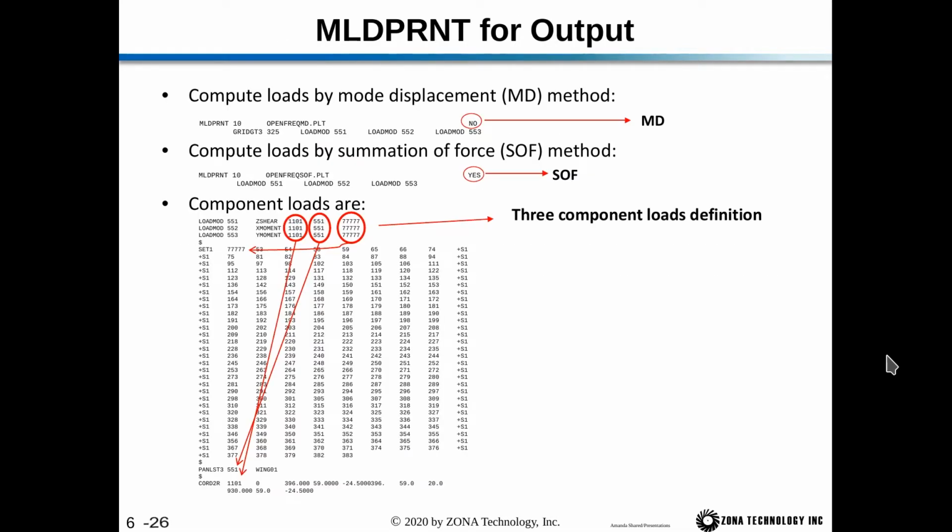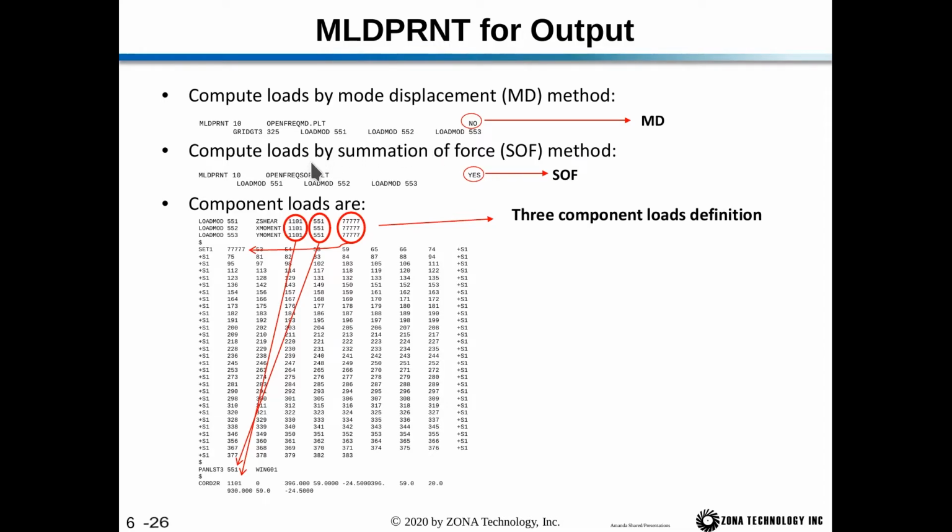Next, we have 2 MLD print cards, both with ID 10, and this is allowed. So first, we want to compute the loads by the mode displacement method. So the SOF field is no in the MLD print card, and for our file name we have MD. So we have our grid acceleration, and then we have 3 load mod cards.